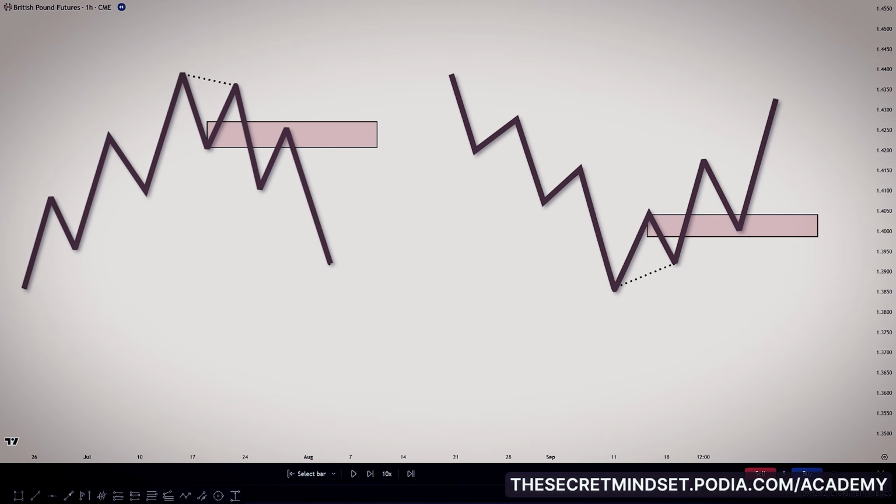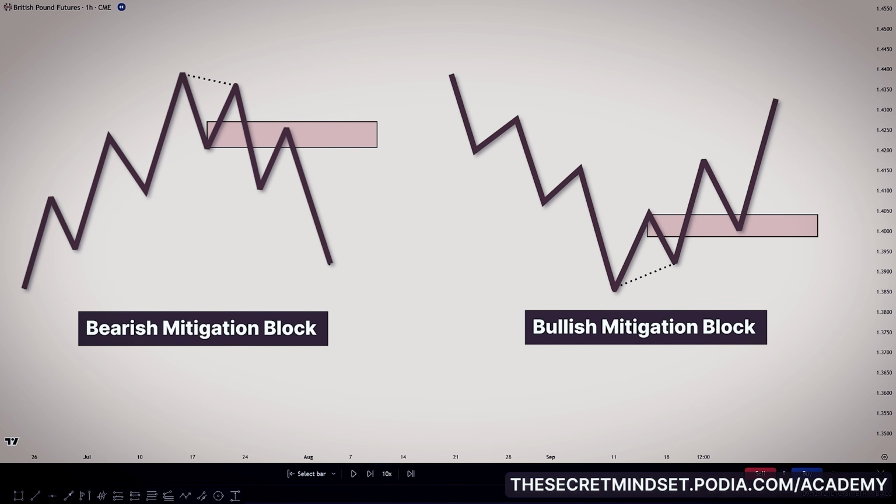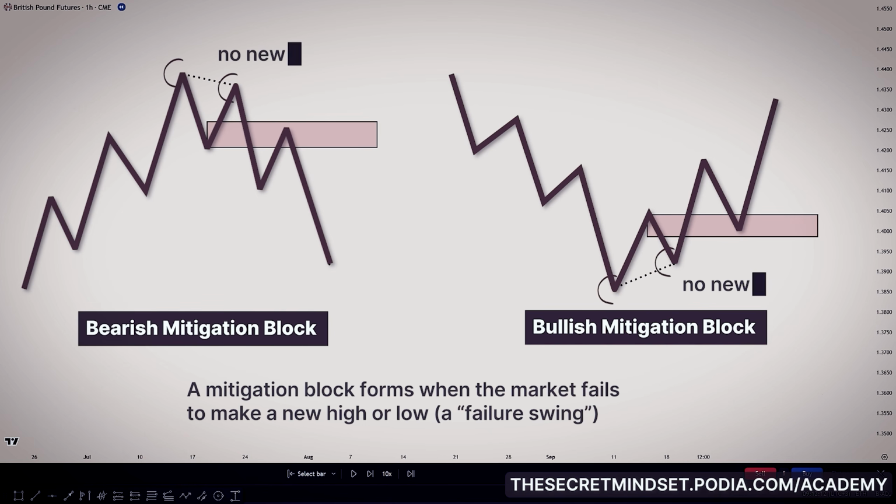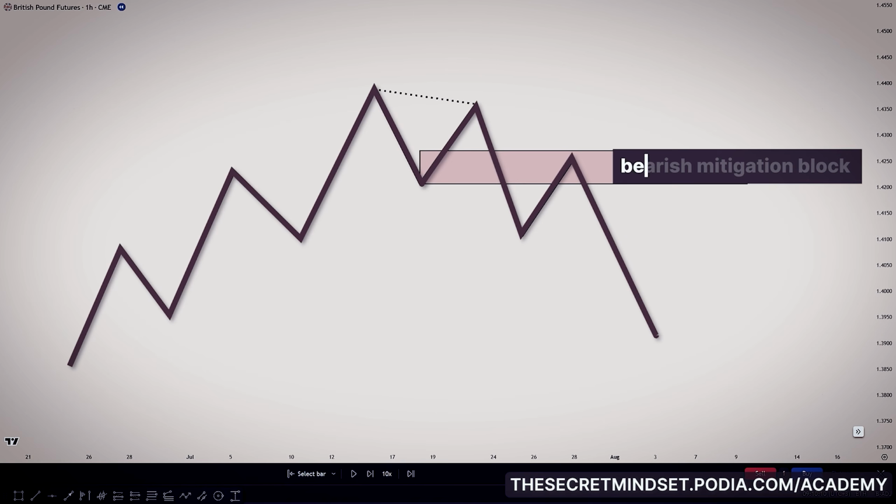There's also a concept called a mitigation block. It's like a cousin to the order block. It's all about how price behaves afterwards. A mitigation block forms when the market fails to make a new high or low. It's a sign that the current move might be running out of steam. It's a failure swing. Here's how it plays out.